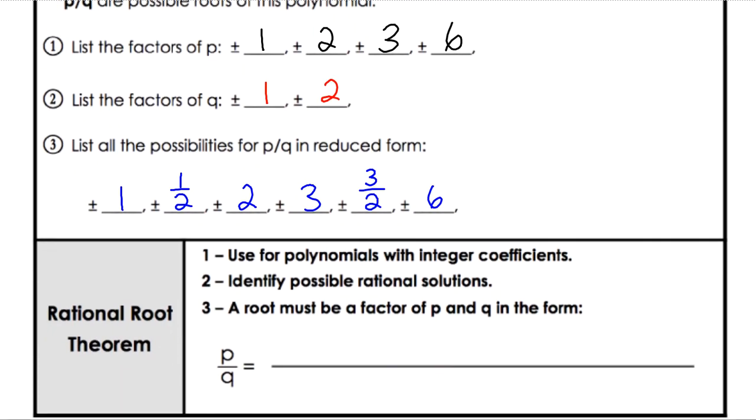So here's how the rational root theorem works. It only works for polynomials with integer coefficients. So we couldn't use it if it had a fraction or a decimal or anything like that. We identify all the possible rational solutions. So that's where our factors came in. And we know that a root must be a factor of p and q in the form p divided by q. So remember, p is the factors of the constant term. So that's that number at the end when it's written in standard form, divided by the factors of the leading coefficient.